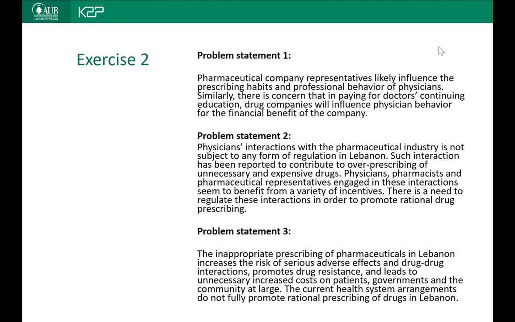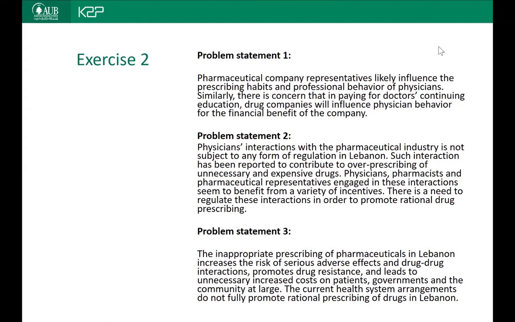So problem statement 1: pharmaceutical companies likely influence the prescribing habits and professional behaviors of physicians. And there is also concern that in paying for doctors' education, drug companies will influence physician behavior for the financial benefit of the company. This is excellent and this is something important. But why should I care? You didn't tell me how this relates to my own country or to my own context. So as a policymaker, I will not care. This will not appeal to me because you did not contextualize the evidence.